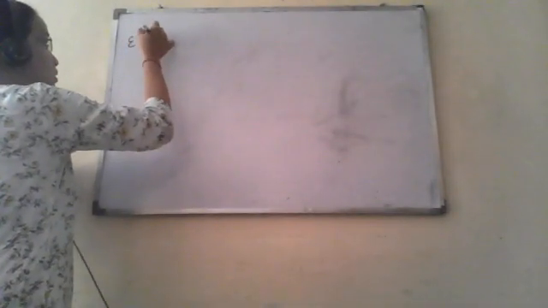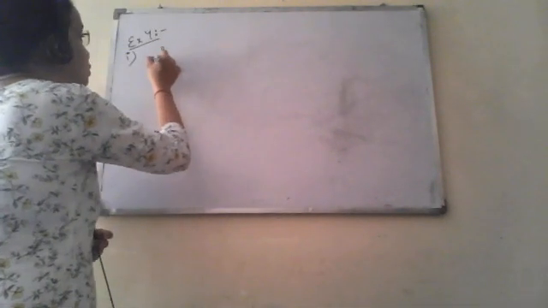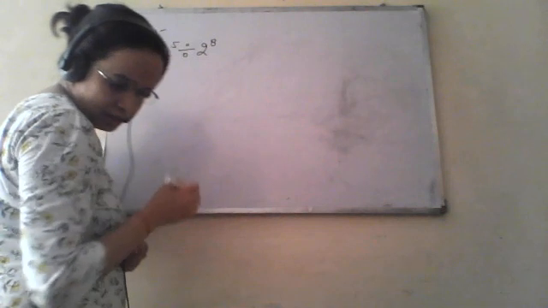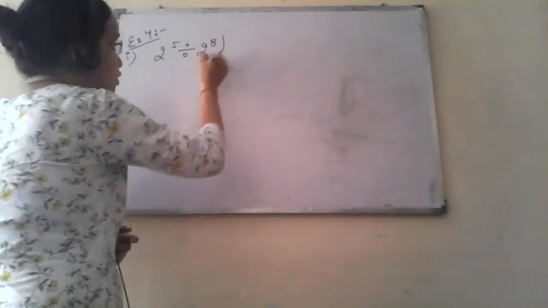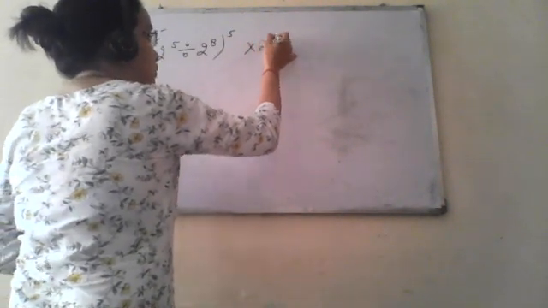Example 4, first part. We have (2 to the power 5 divided by 2 to the power 8) whole raised to the power 5, into 2 to the power minus 5. Clear? So this is the question.